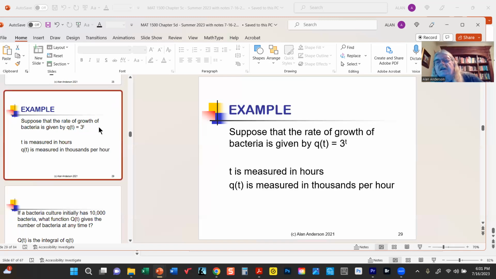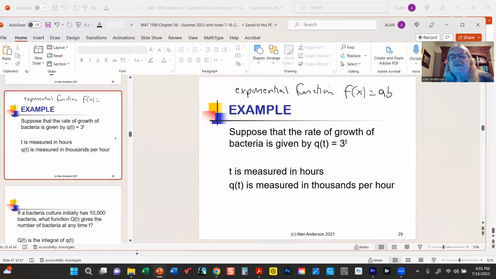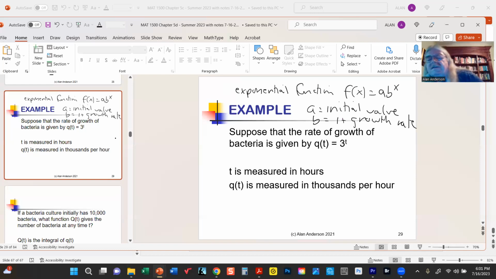The growth rate is q of t. The quantity at time t is 3 to the t power. So an exponential function has the form f of x is ab to the x power. A can be thought of as the initial value, which in this case is 1, because there's an implicit 1 here. And B is 1 plus the growth rate over whatever time frame we're looking at. Okay, so that would be 2 in this case, and that means 200% per unit of time.